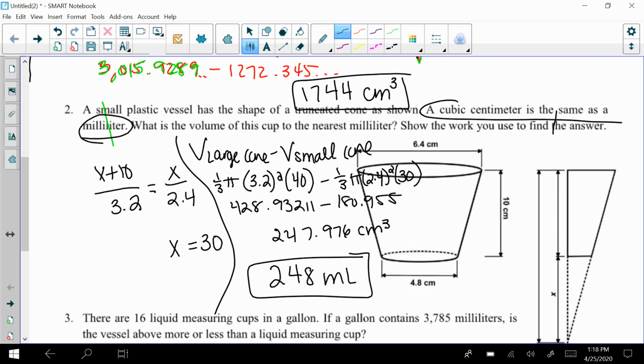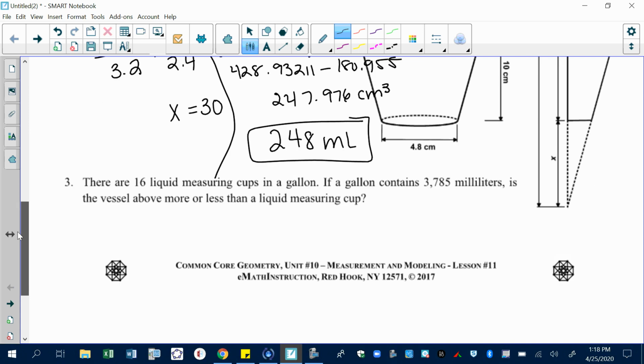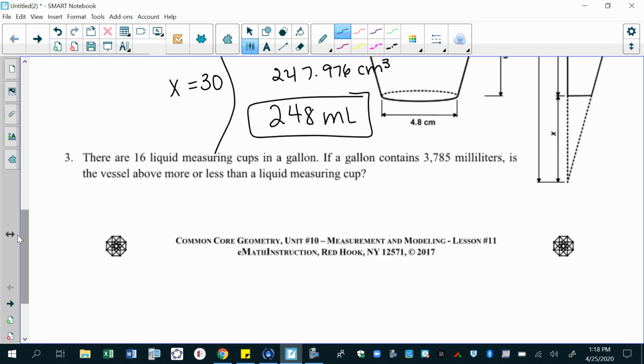All right, moving on to number 3 here. So if there are 16 liquid measuring cups in a gallon, and 1 gallon is this many milliliters, that tells me 1 gallon.